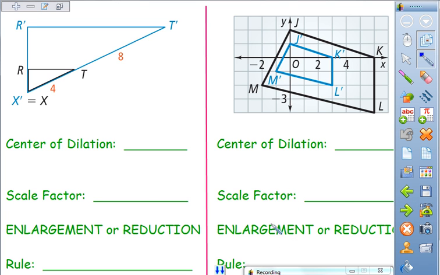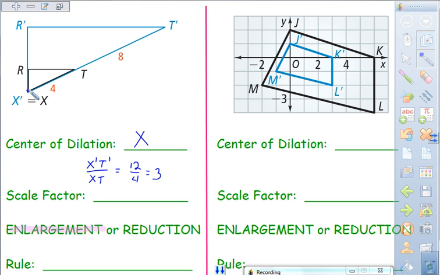So why don't you try this example on your own. Press pause. So in this shape, our center of dilation is X, because notice they are overlapping. And we want to do our prime length first. So notice that's 8 plus 4, which is 12, divided by the length of our pre-image, which is 4. So our scale factor is 3.